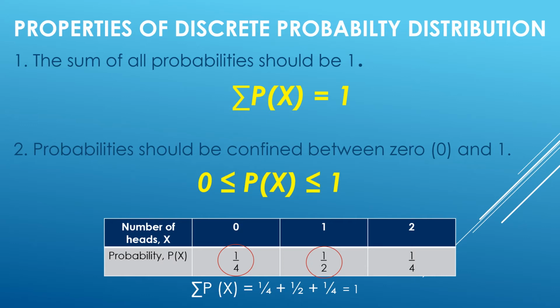Yes. Is 1/2 a number between 0 and 1? Yes, also. And so, with the probability of 2, which is 1/4, they are all numbers between 0 and 1. So, it satisfies the second property. Therefore, this distribution is a discrete probability distribution. Okay, do you have any question?